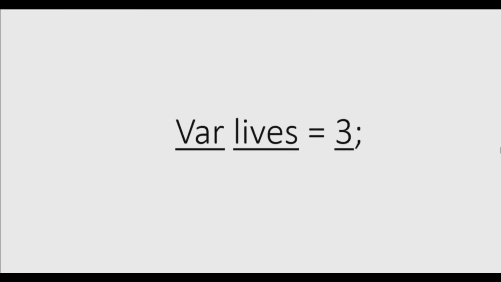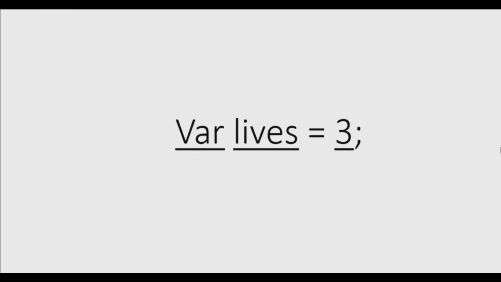Here is an example of the basic syntax we use for creating a variable in JavaScript. Here we can see that our first keyword, called var, is short for variable. The next word is going to be the name of your variable, which can be whatever you like. Next, we have an equal sign and a number. What this statement is saying is variable lives equals 3. When we are creating a variable and giving it a name, we are assigning a value to that variable.